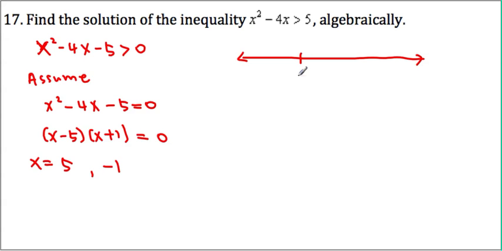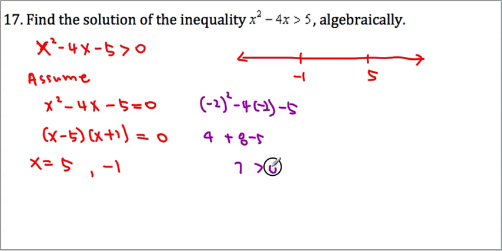So here we have negative 1 and then the 5. Let's plug in a value from each section and then plug that into here and see which one of them will satisfy our answer. What we're looking for is positive. So if I were to use a number that's less than negative 1, such as negative 2, then this portion becomes negative 2 squared minus 4 times negative 2 minus 5. Here we get 4. Here we get plus 8 minus 5. Once you combine them, we get 7.